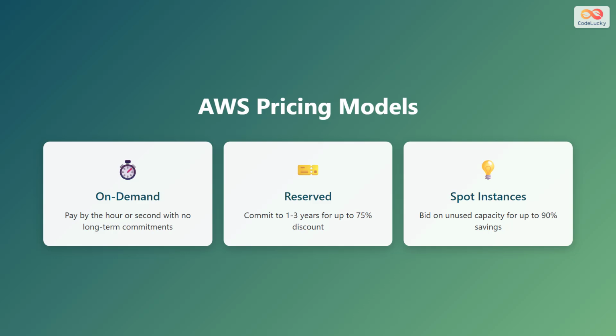AWS offers three main pricing models to fit different use cases. On-demand pricing lets you pay by the hour or second without any long-term commitments, perfect for unpredictable workloads. Reserved instances require you to commit to using resources for 1 to 3 years, but in return, you can save up to 75% compared to on-demand pricing. Finally, spot instances allow you to bid on unused AWS capacity, potentially saving up to 90%, though these instances can be interrupted when AWS needs the capacity back.